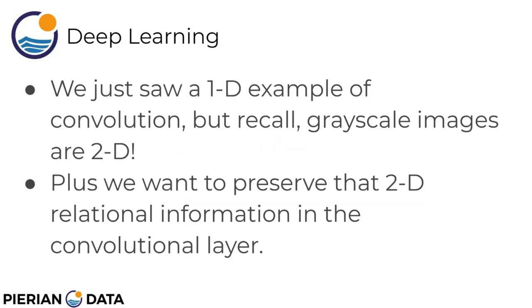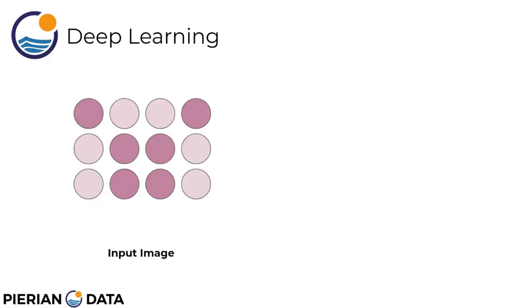So that was a simple one-dimensional example of convolution. But recall, these grayscale images are two-dimensional, and we mentioned that we wanted to preserve the two-dimensional relational information in the convolutional layer. And this is where our knowledge of those image filters or image kernels comes into play. So let's expand this now to 2 dimensions. And it's actually quite simple.